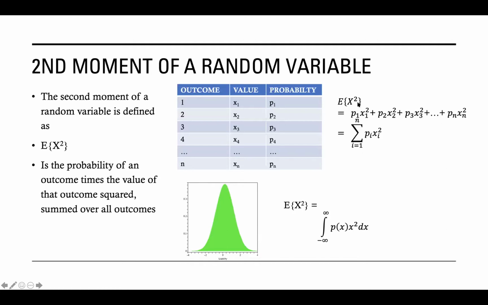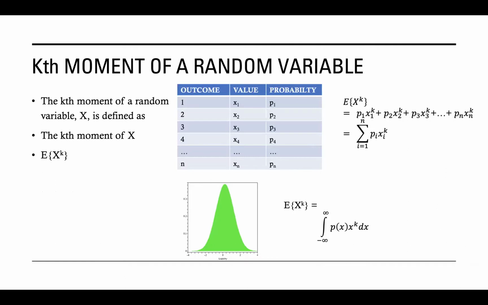The second moment is equal to the probability times that value squared, plus the probability times that value squared, plus the probability times its value squared, summed over all values, which we can simply write as the sum of pi times xi squared. Or if this were a nice continuous variable, the integral of the probability times the value squared. I'm just introducing this concept because we're going to use it in a second. Do we have any questions?